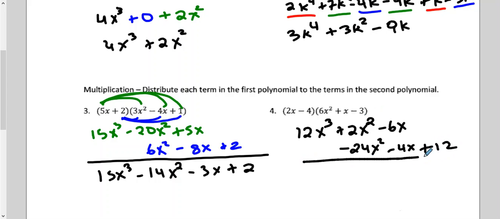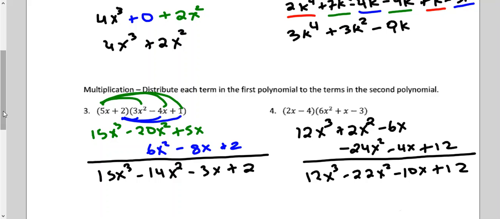And let's go ahead and add them all up. So you have 12x cubed. So 2 minus 24, that's negative 22x squared. Negative 6 minus 4, that's negative 10x, plus 12. And that is my final answer. We're going to do the division in the next lesson.